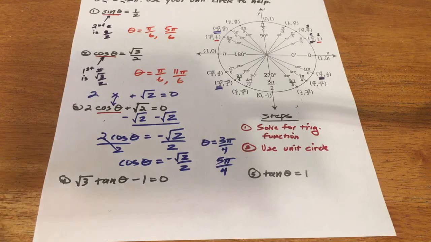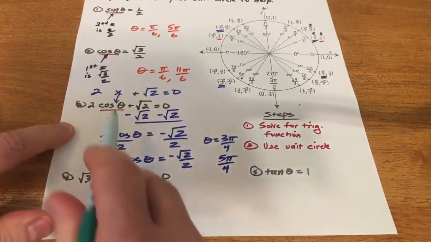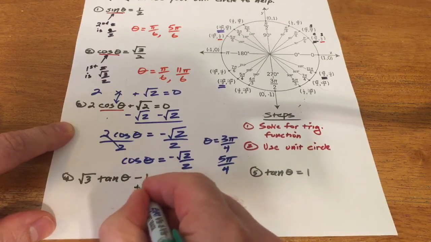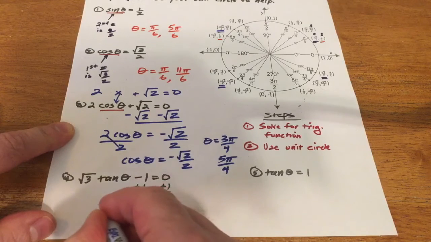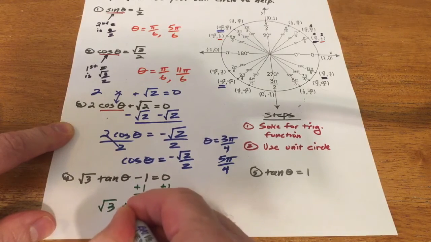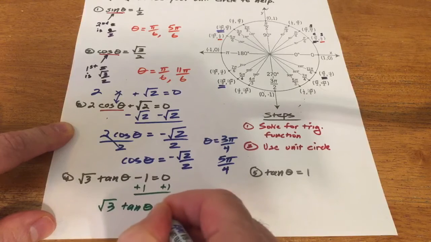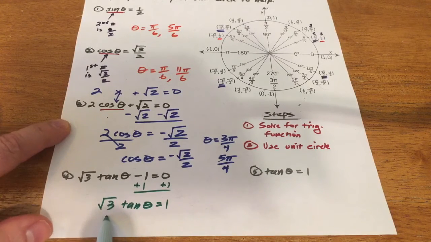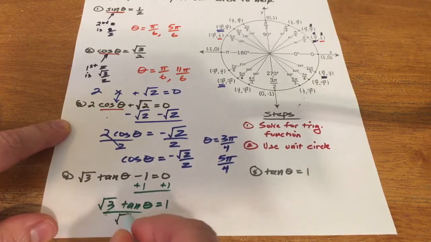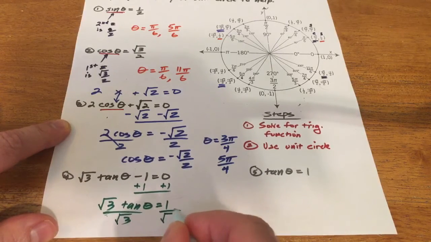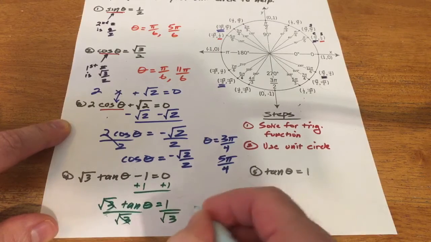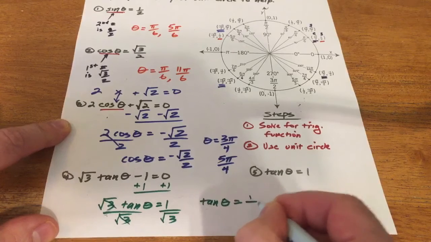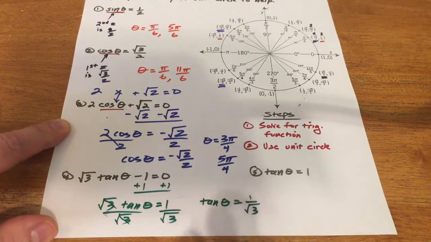Okay, let's go through problem number 4. Problem number 4, similar to number 3, we're going to want to solve for our trig function first. So let's add 1 to both sides. Then we can go ahead and divide through by square root of 3, both sides. And we'll end up finding that we get tan theta is equal to 1 over square root of 3.